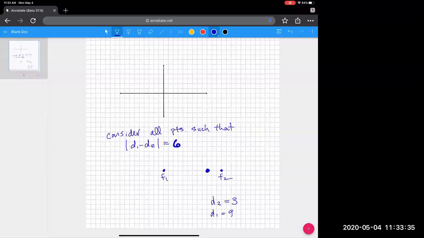Similarly, in a symmetric way, the difference between the two in absolute value would be 6 if I went to this point over here, where it was 3 away from F1 and 6 away from F2. I'm not liking that other point. Too fat.